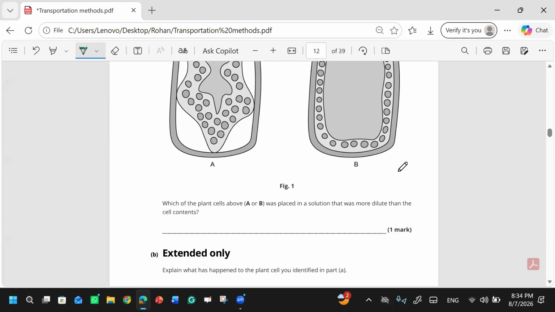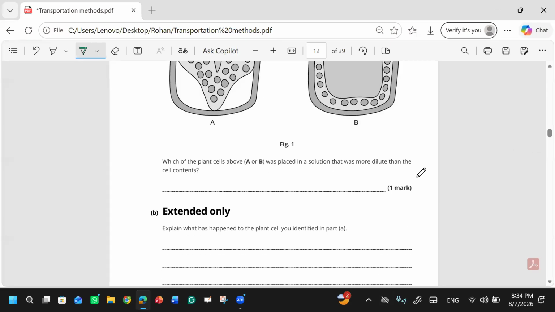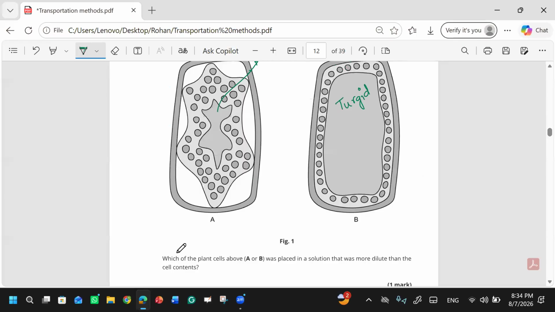Which one of the plants was placed in a solution that was more dilute than the cell content? Now they're talking about the solution. The solution was more dilute. Which solution was more dilute? B.